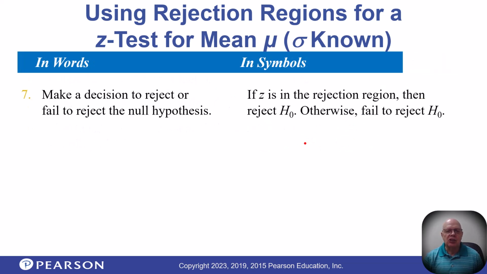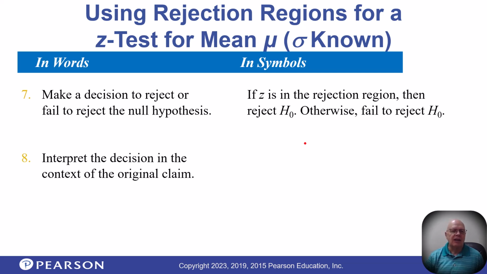Then you make a decision. Do you reject or do you fail to reject the null hypothesis? If it's in the rejection region, reject. If it's not, fail to reject the null hypothesis. And last of all, but most important, interpret that decision. And that's in terms of the original claim.